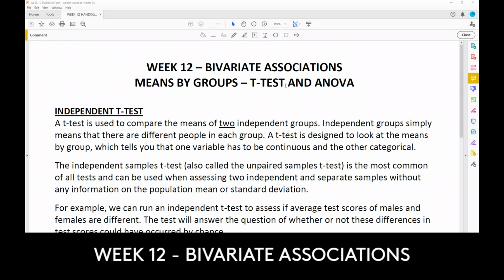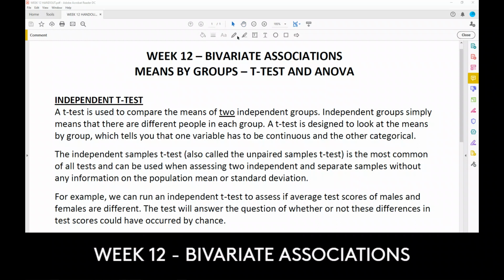So this final week, we are covering means by groups, which are very different assessments than anything we've covered up until now. We're going to start with the t-test. We're going to cover the independent t-test only. There are several types of t-tests, but we are only going to cover the independent t-test.